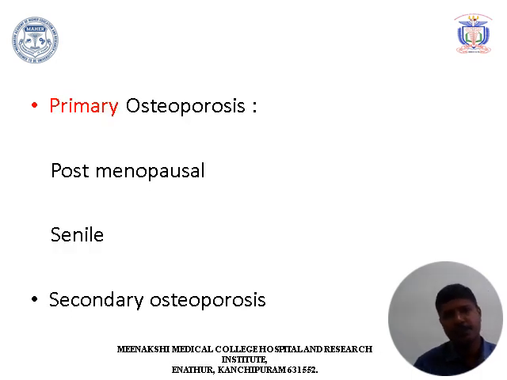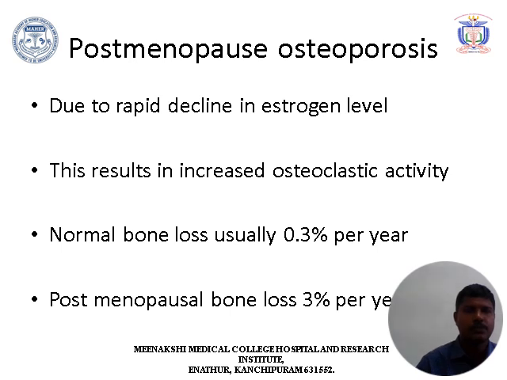So types of osteoporosis are either primary or secondary osteoporosis. Primary osteoporosis can be further subdivided into postmenopausal or senile type. The postmenopausal osteoporosis occurs due to rapid decline in estrogen level after menopause, and it results in increased osteoclastic activity. Normally the bone loss occurs at the rate of 0.3% per year, but after menopause the loss of bone is around 3% per year. It's very rapid.